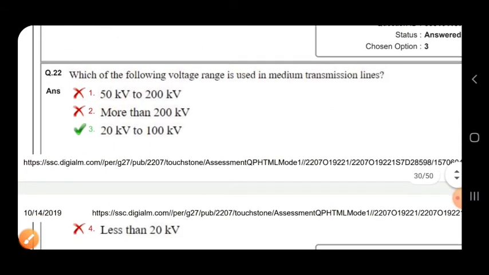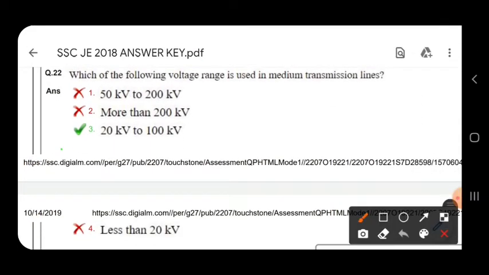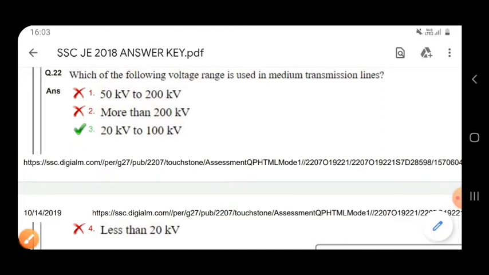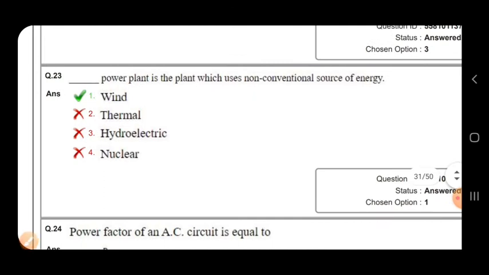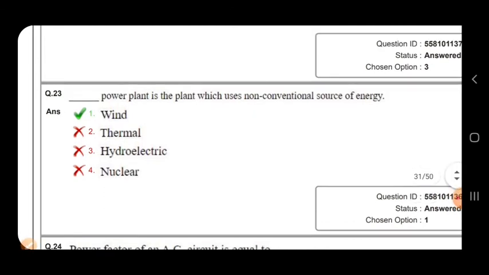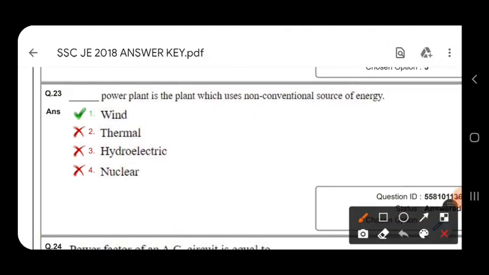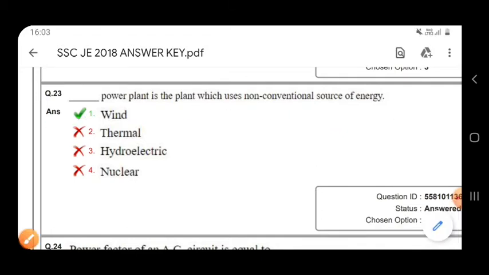Which of the following voltage ranges is used in a medium transmission line? 20 kV to 100 kV. Less than 20 is short transmission, and greater than 100 is long transmission. This power plant is the plant which uses a non-conventional source of energy. This is wind, because it never ends.